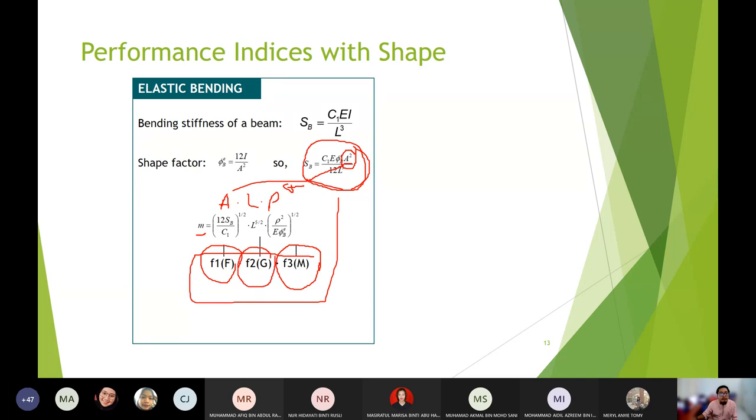The functional index is regarding the constant, the bending stiffness constant C1 divided by 12, and the stiffness in bending under the square root. Geometrical is the length here, and then the material index is here. So this is how the shape factor goes into the material index.